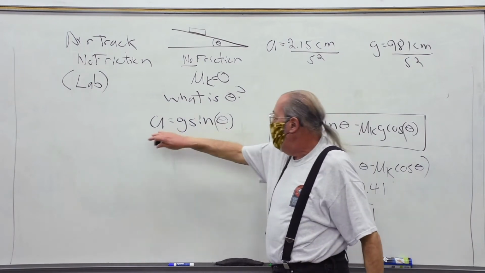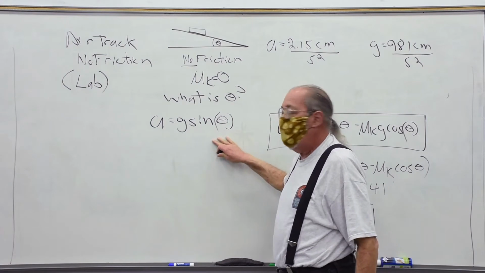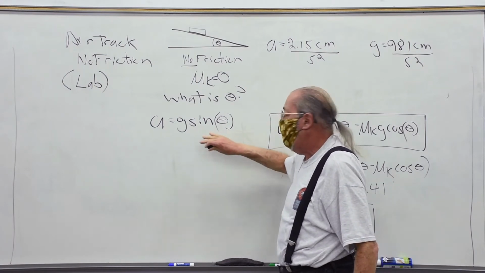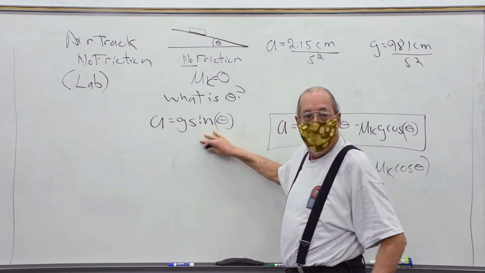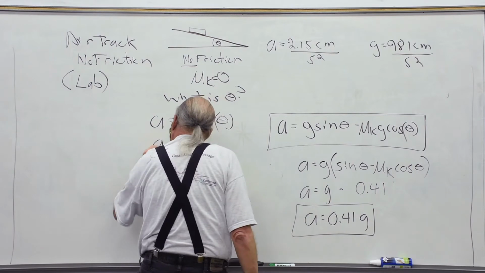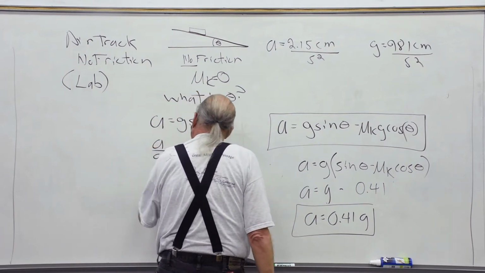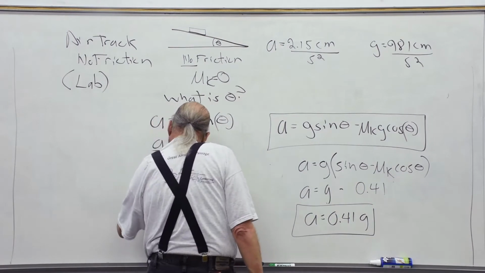So if I measure the acceleration, how do I solve this for theta? Somebody tell me, what do I do to solve this for theta? What's the first thing I do? Yeah. Divide by g. And I just like to put it the other way. I'll switch things around.